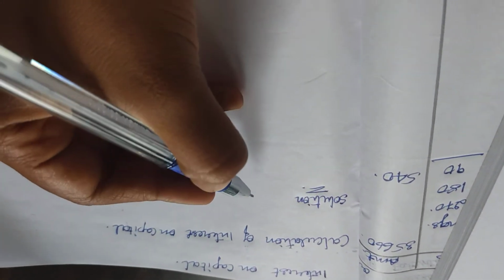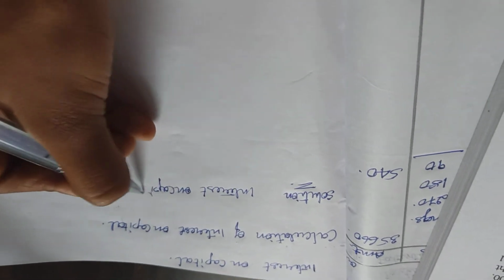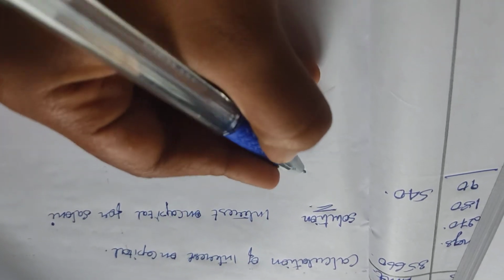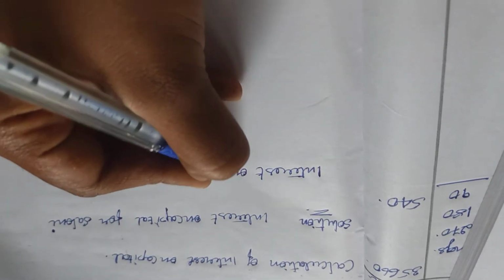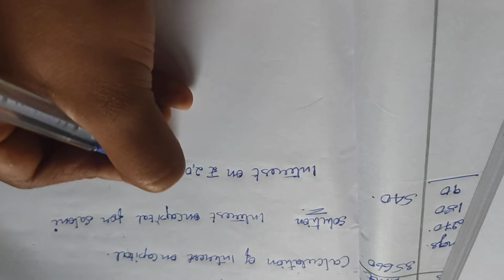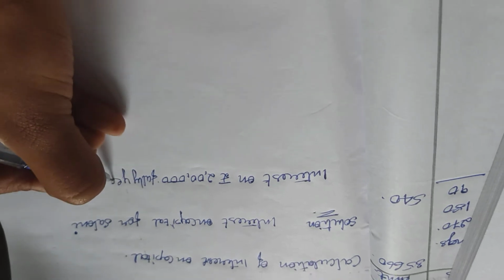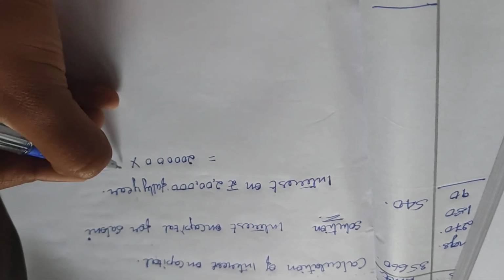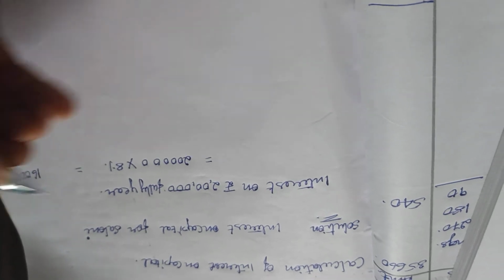First we will calculate the interest on capital for the partner Saloni. Her capital is 2 lakh. So interest on rupees 2 lakh, this is for the full year. 2 lakh into 8% equals 16,000 rupees.